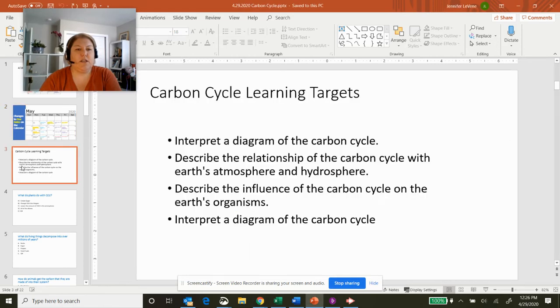So we started with the learning targets. The first one is interpret a diagram of the carbon cycle. Second one is describe the relationship of the carbon cycle with the Earth's atmosphere and hydrosphere. So atmosphere, the air, and the hydrosphere, water. Describe the influence of the carbon cycle on the Earth's organisms. So how does it interact with plants, animals, that kind of stuff. And then this one's an extra one, or it's the same as the first one.